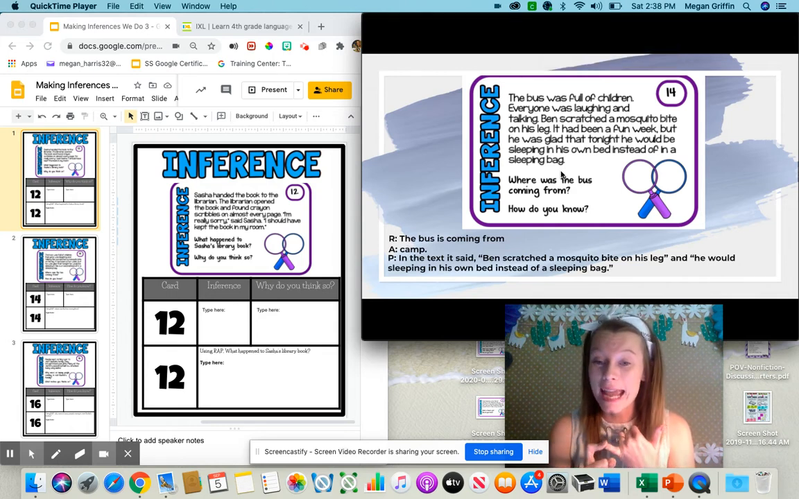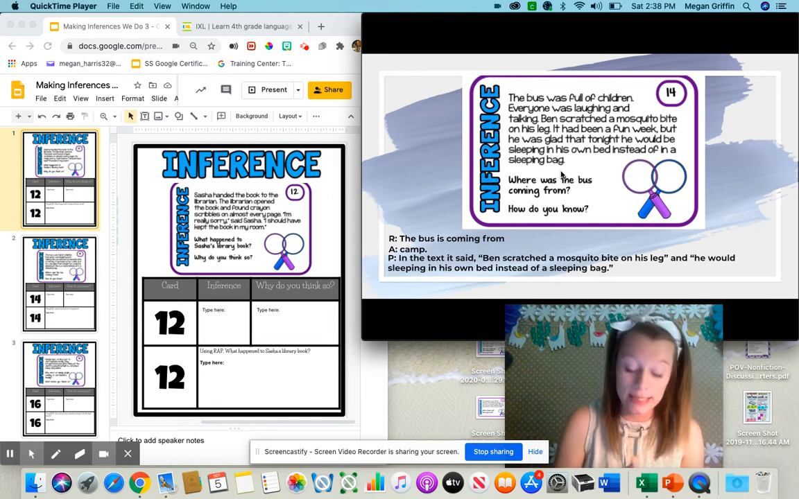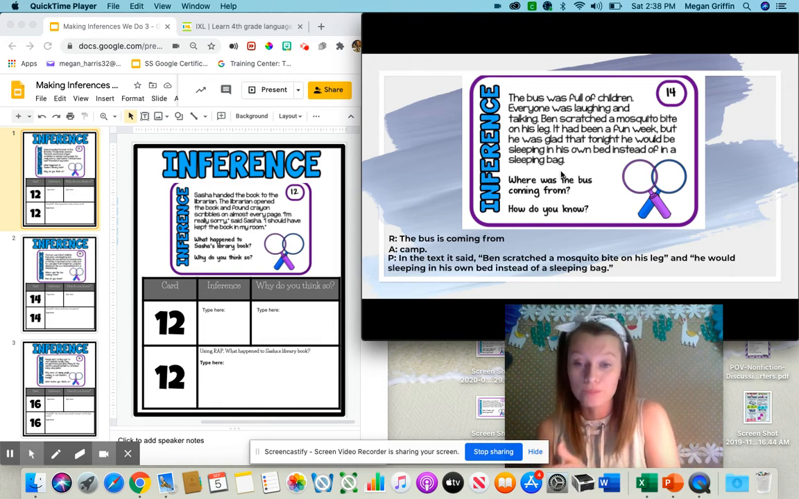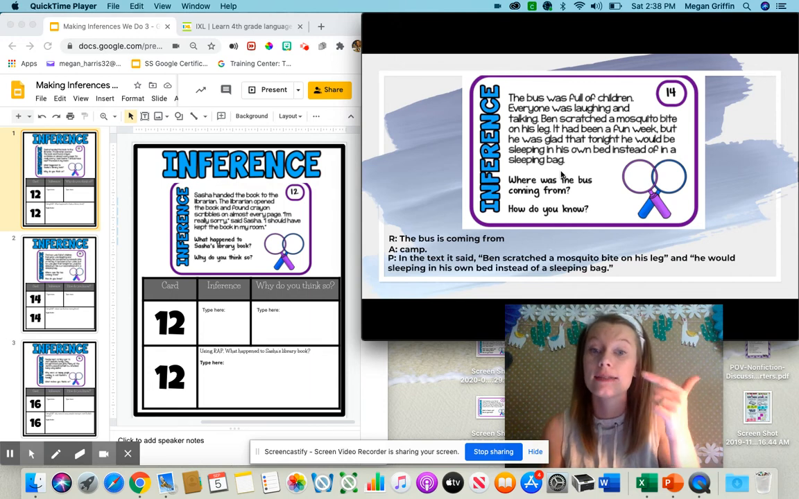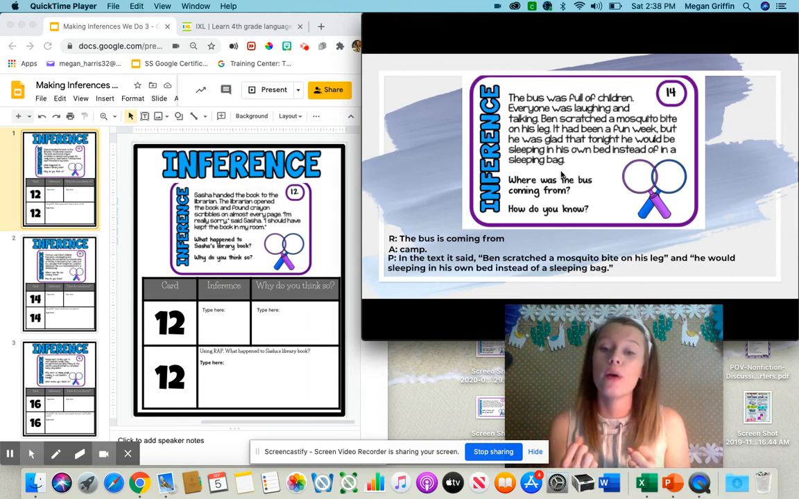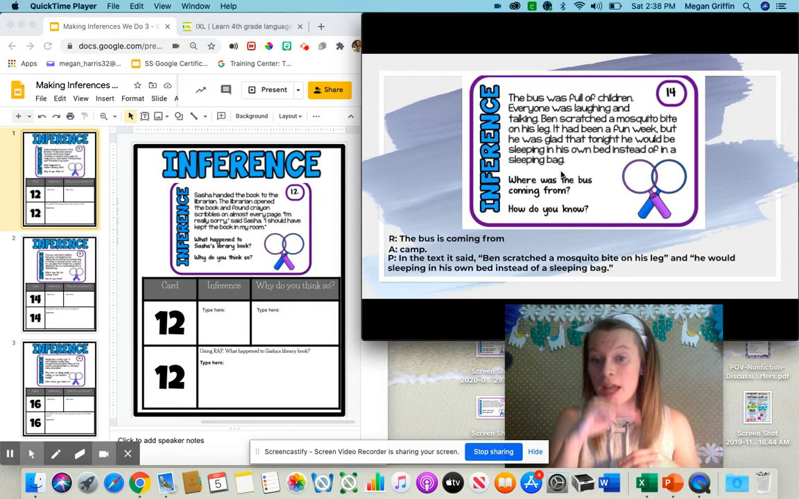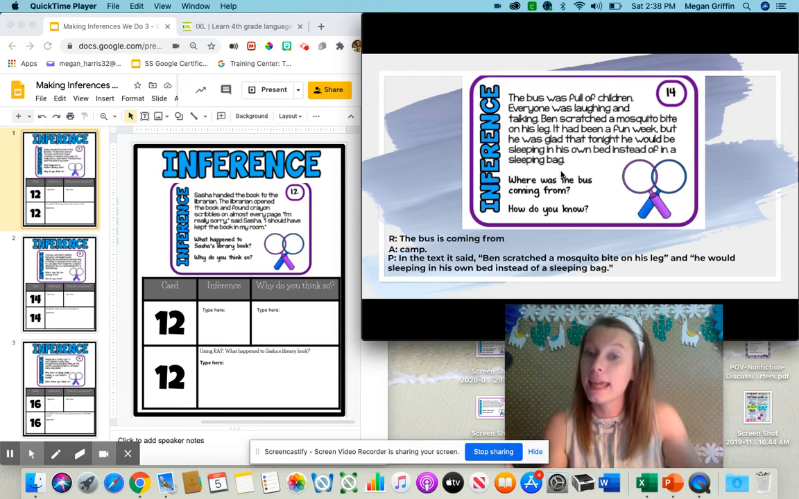R, restate. I'm going to pull words from the question. Where was the bus coming from? Well, here's my restate. The bus is coming from. Okay, I've got words like bus, coming, and from, all from the question in my answer, okay? The bus is coming from, in my answer, camp, okay?